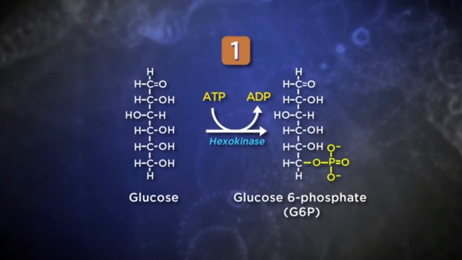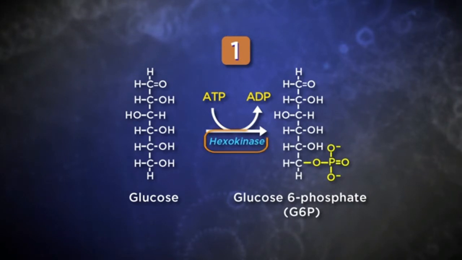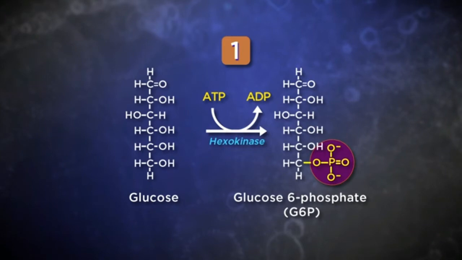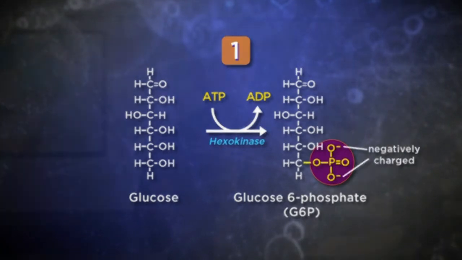Enzymes that put phosphates onto molecules are kinases, and this enzyme is called hexokinase. Adding a phosphate onto glucose not only primes the pump, but it also makes the molecule negatively charged. Charged molecules cannot easily exit cells on their own, so the phosphate put onto glucose puts it under house arrest, so to speak.